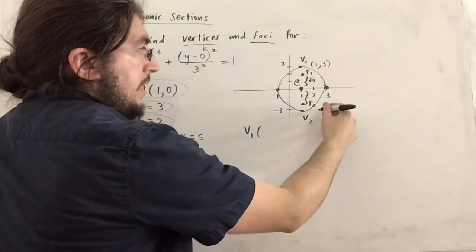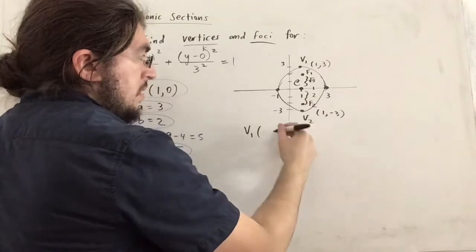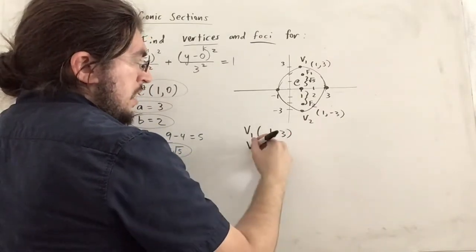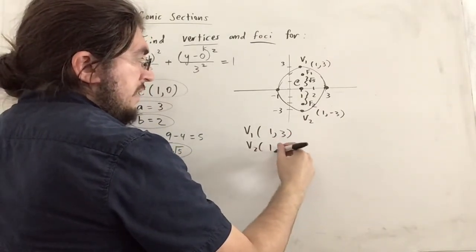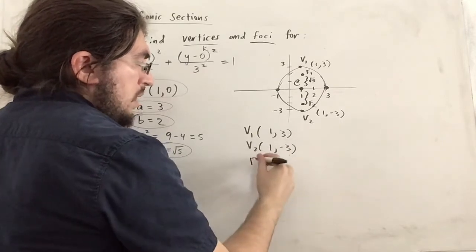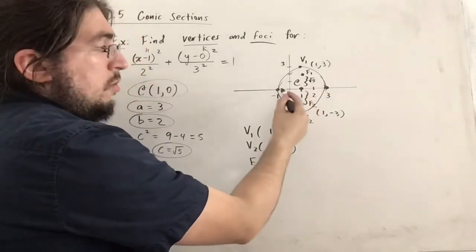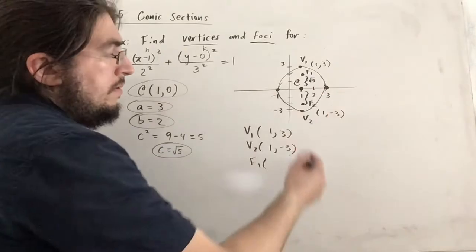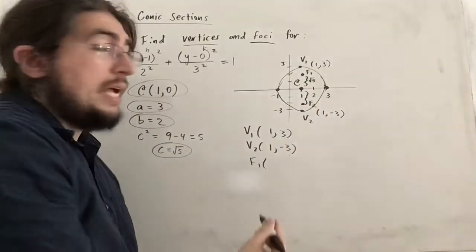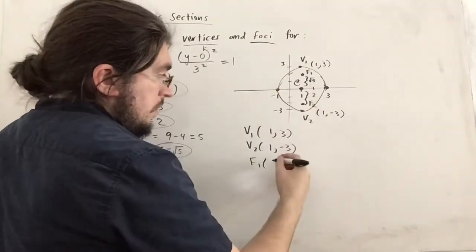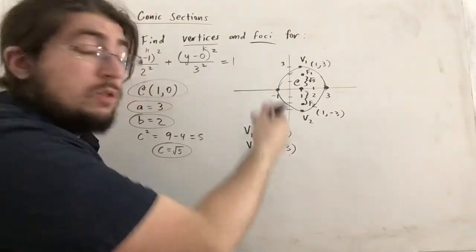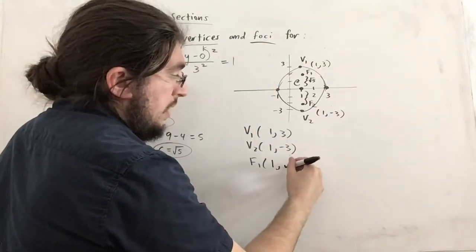The second one here is 1 comma negative 3. So V1 is 1 comma 3 and V2 is 1 comma negative 3. What we called F1, the first focus, was x equals 1, going up a distance of radical 5 from the x-axis, which just gives us radical 5 for the y value, and the x value is 1. So this is 1 comma radical 5.